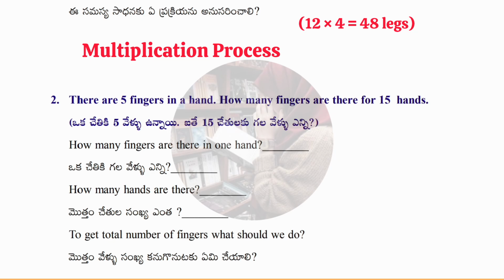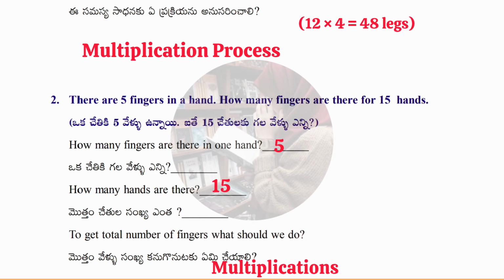So we have 48 legs for all the tables. Okay, let's move on to the second question, which is, there are 5 fingers in a hand. How many fingers are there for 15 hands? Okay, so let's see the answer. How many fingers are there in one hand? In one hand we have 5 fingers. Write down 5. Next, second one. How many hands are given in the question? 15 hands. Write down 15.